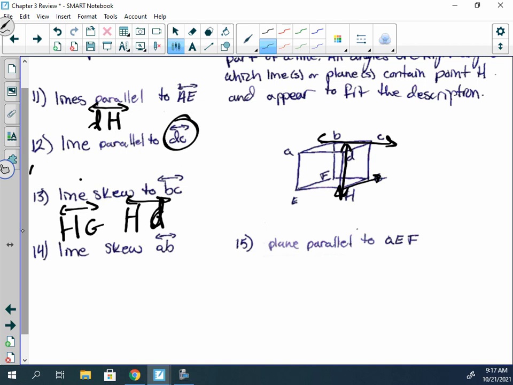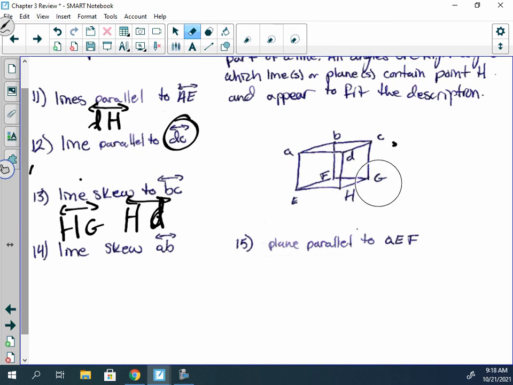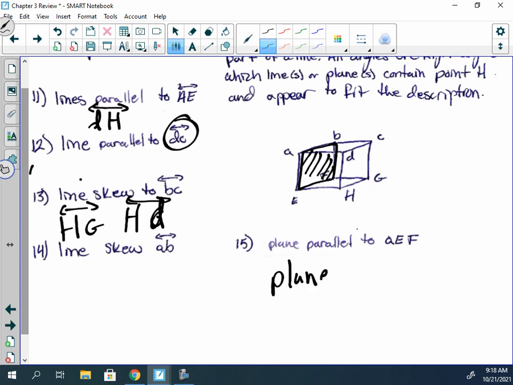The other one that we can look at is plane AEF. Well, AEF is the plane back here. So the one that would be parallel to it would be plane HGD, or HGC, one of those. Because we're really just wanting to name this plane here.